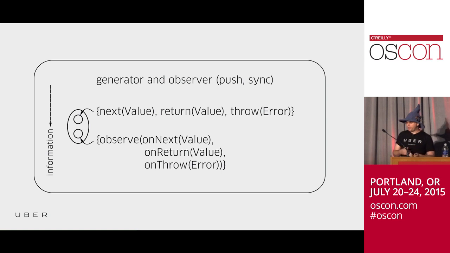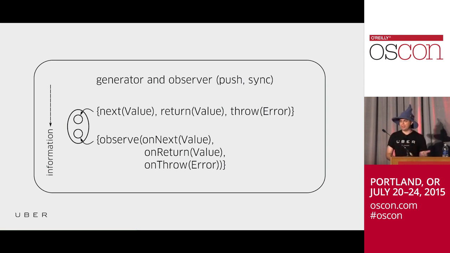So one way to compose these things is to make these two duals of a generator and observer. And this is a synchronous pushing type abstraction. When you call the next method, it's going to in turn call the observe method, the on next method that its consumer has provided for you, and call that on the stack, and then return when it's done. So this is a synchronous pushing of data.